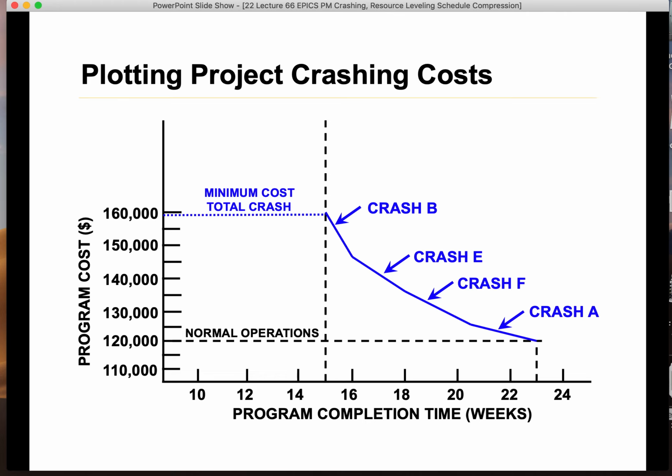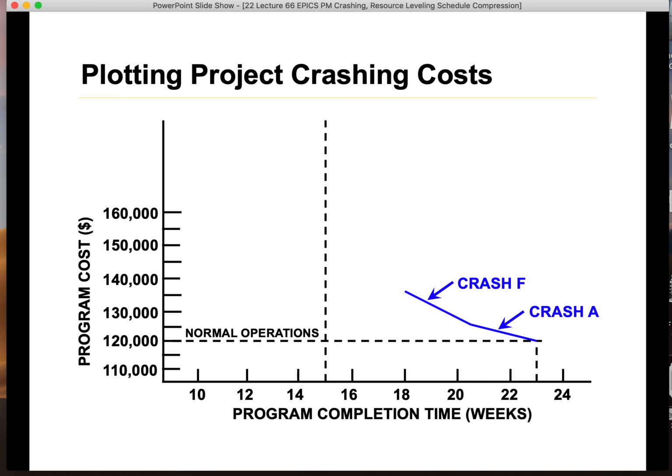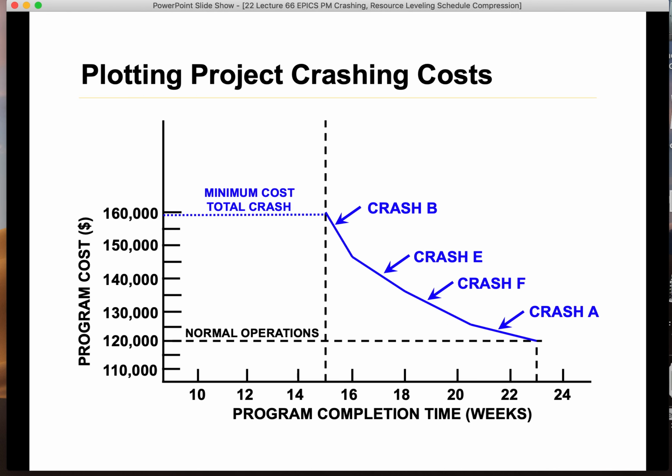Well, what happens after B? Well, then, so A, B, E, F. So if you go back, A, B, E, F. So you covered all the critical path activities. So would you like to crash?